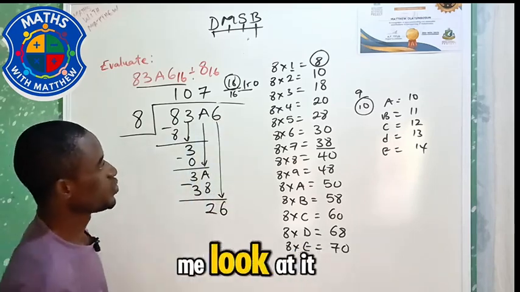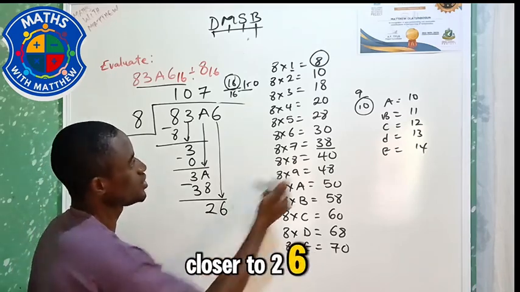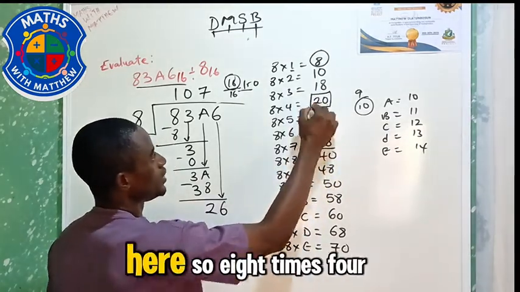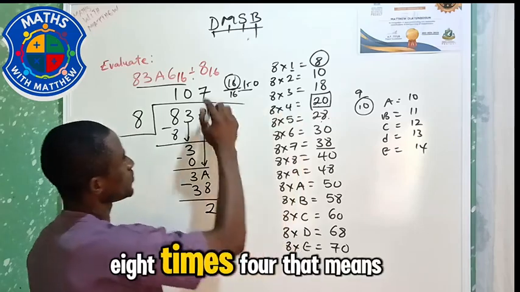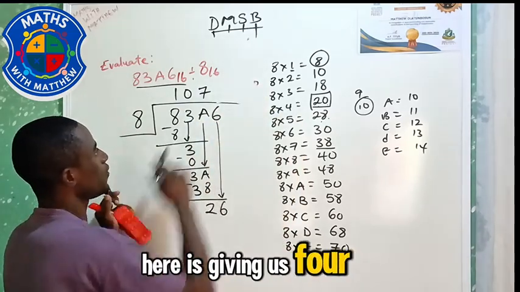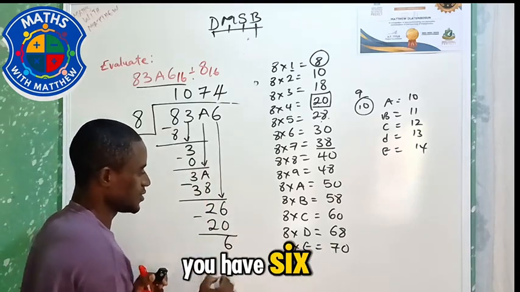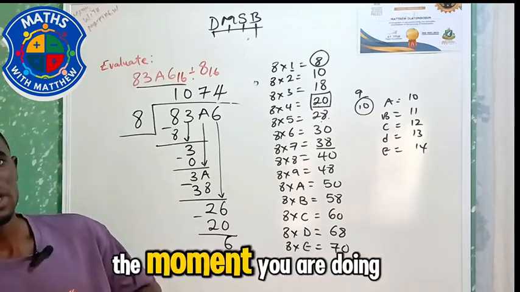By bringing 6 down, let me look at it. Do we have the one that is 2, 6 or closer to 2, 6? We have 2, 0 and 2, 8. 8 is bigger than 6, so we stop at 2, 0 here. So 8 times what gives us 2, 0? 8 times 4. That means here is giving us 4. The 8 times 4 gives us what? 20. By subtracting, what do you have? 6.